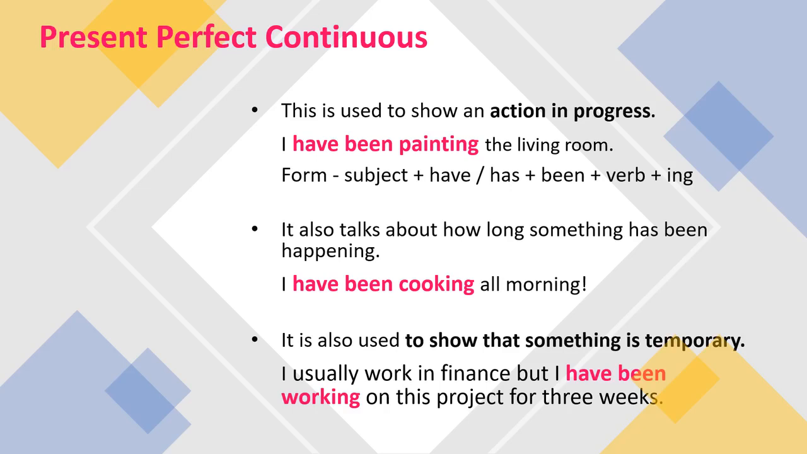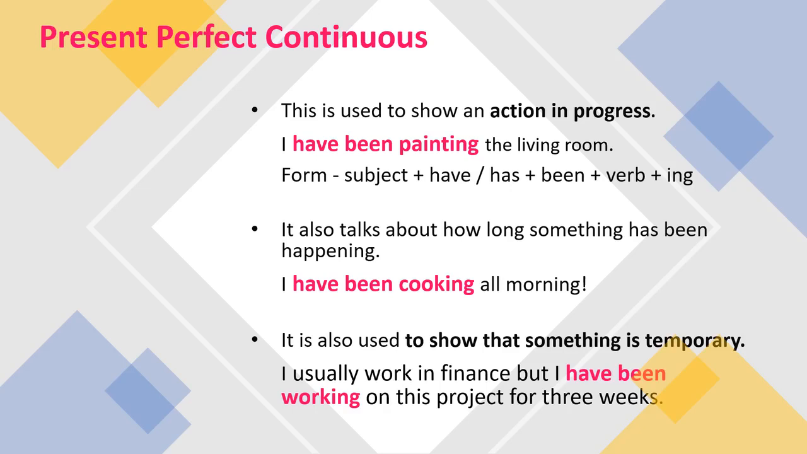The present perfect continuous also talks about how long something has been happening. For instance, I have been cooking all morning. So here the action is cooking, which is unfinished. It's going on since morning. In this case, we use present perfect continuous tense.